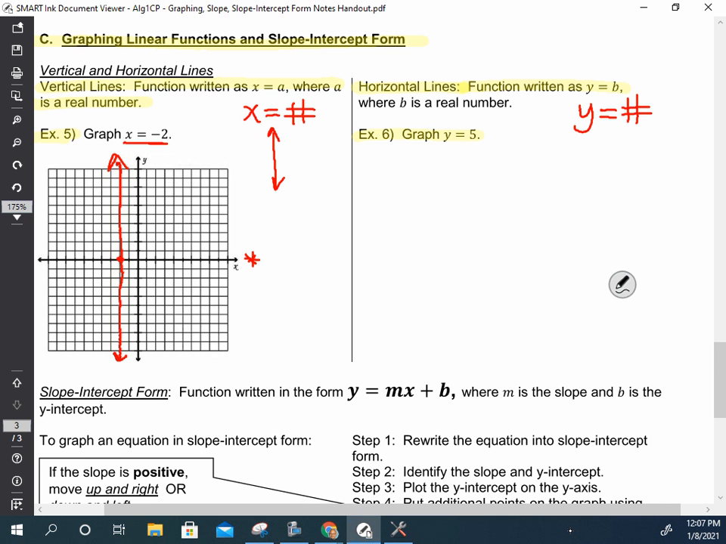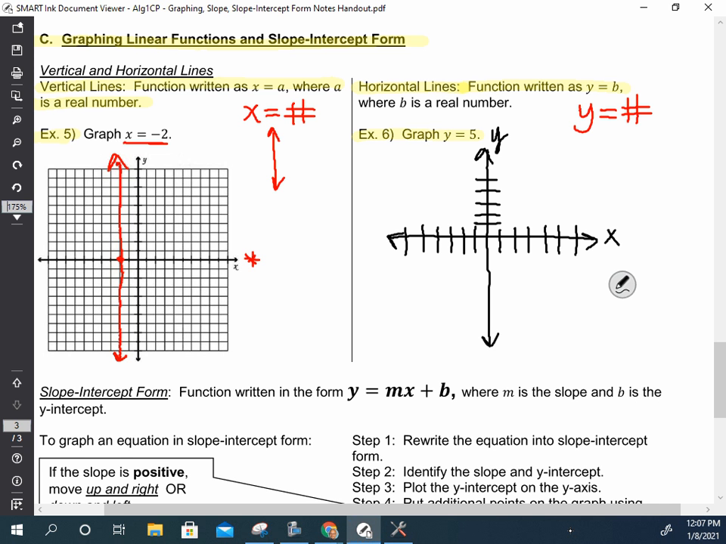So this is how we draw a graph. Draw a horizontal line, that's your x-axis. Draw a vertical line, that's your y-axis. Draw some tick marks on each side. Congratulations, you now have a graph.